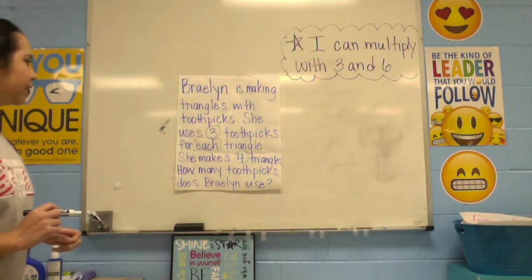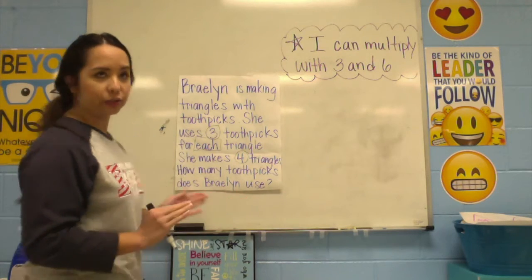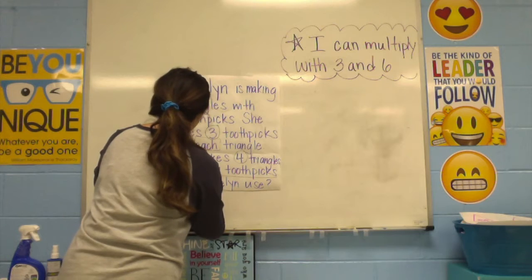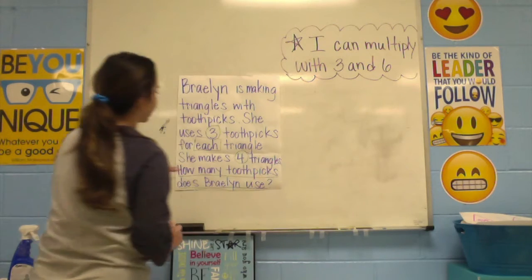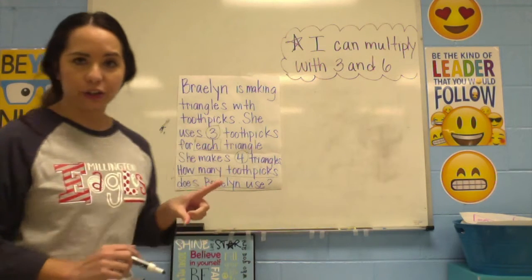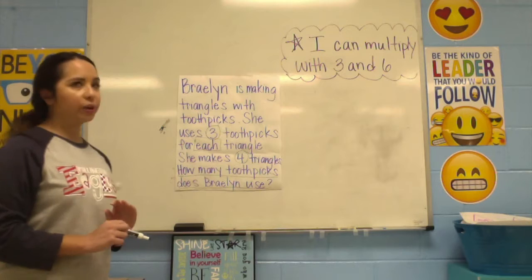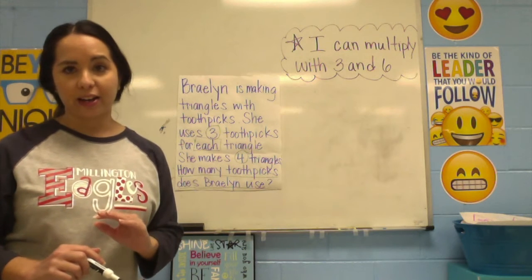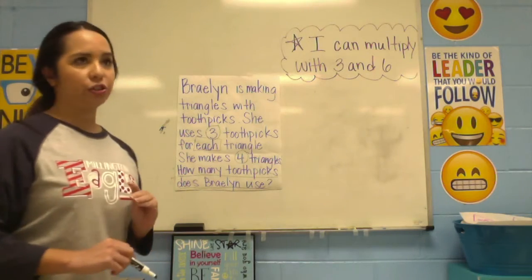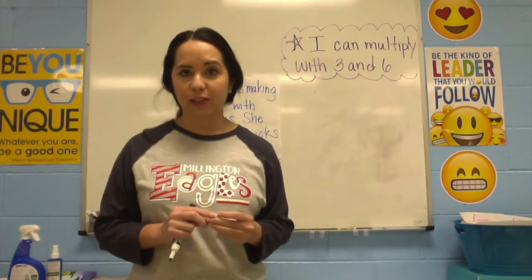The question says, how many toothpicks does Braylon use? So we are trying to find a total. I know that this is multiplication because there's the clue word that says each, and we also need to find a total. So that is not addition, this is multiplication. So the strategy that I'm going to use is a picture. I'm going to draw some triangles.